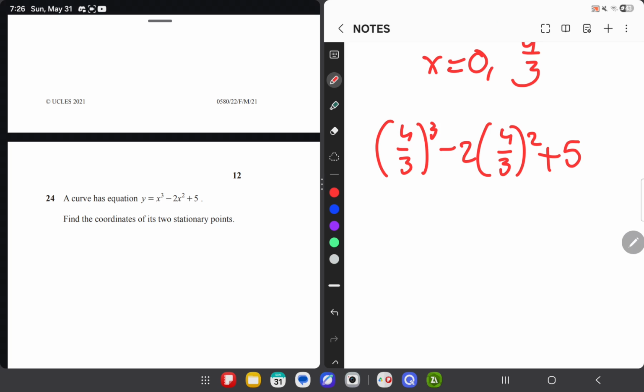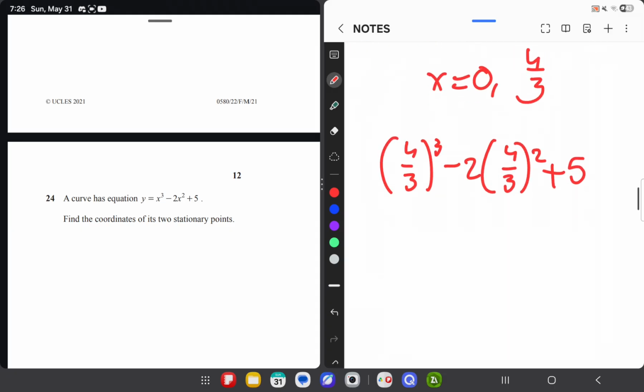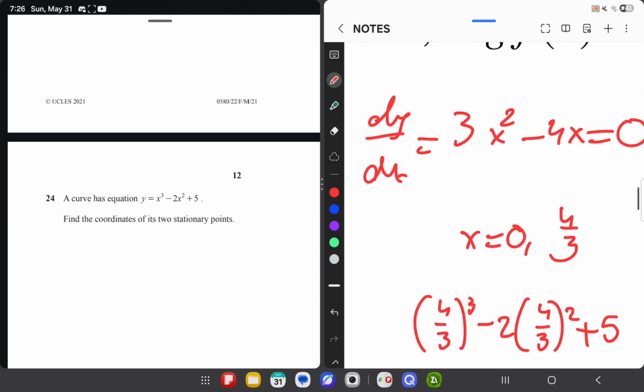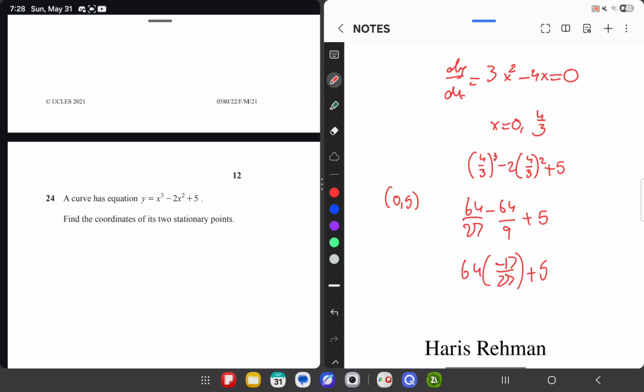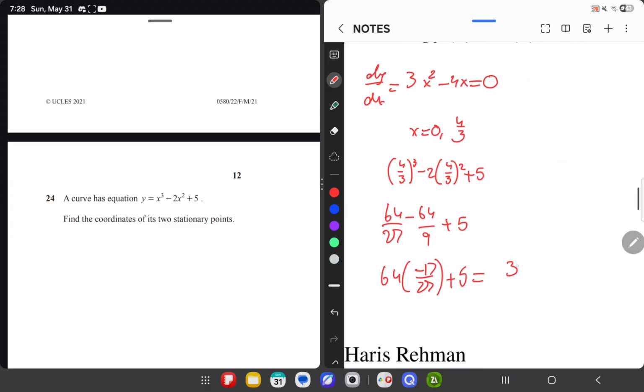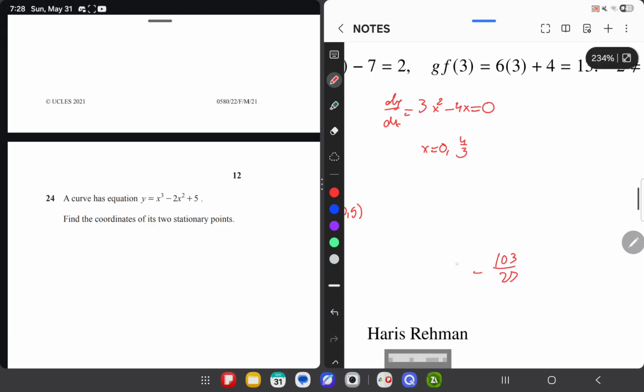We cannot use a calculator. 4, 16, 64. We get 103 over 27. I ain't evaluating this all. So this is 4 over 3, 103 over 27. Nice.